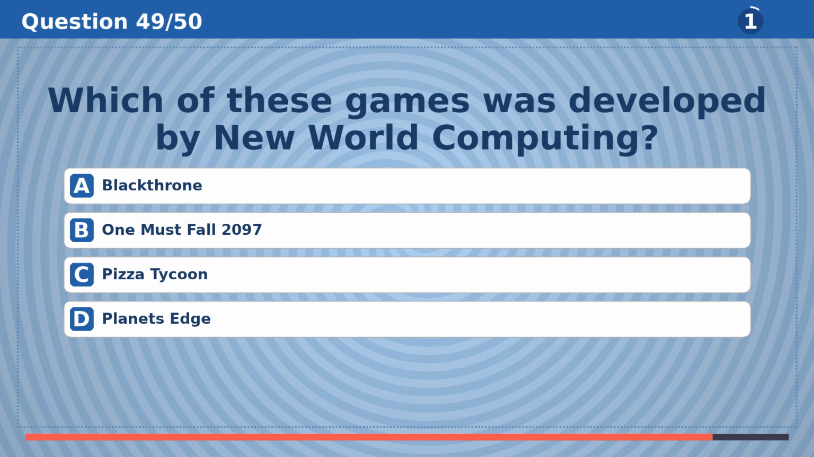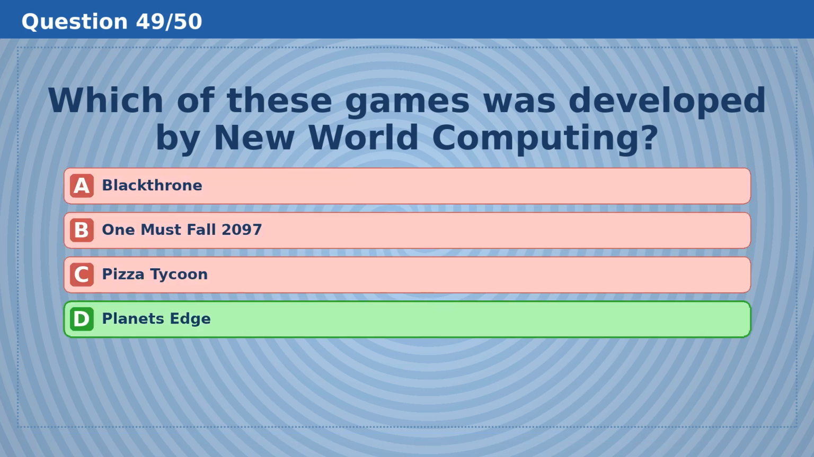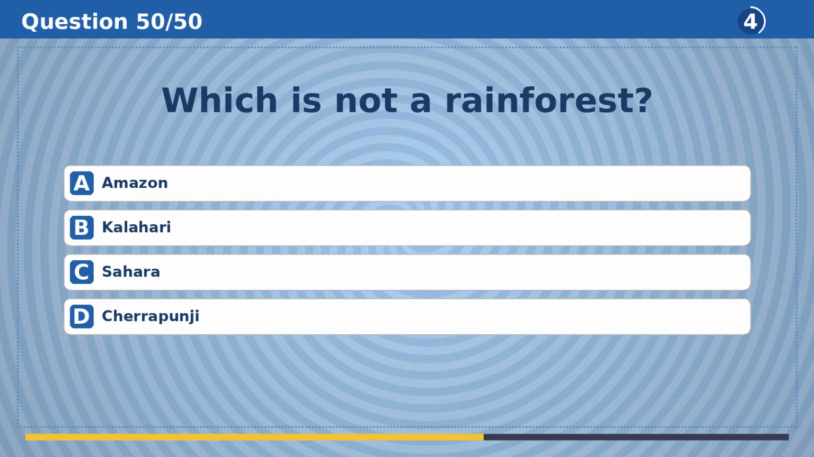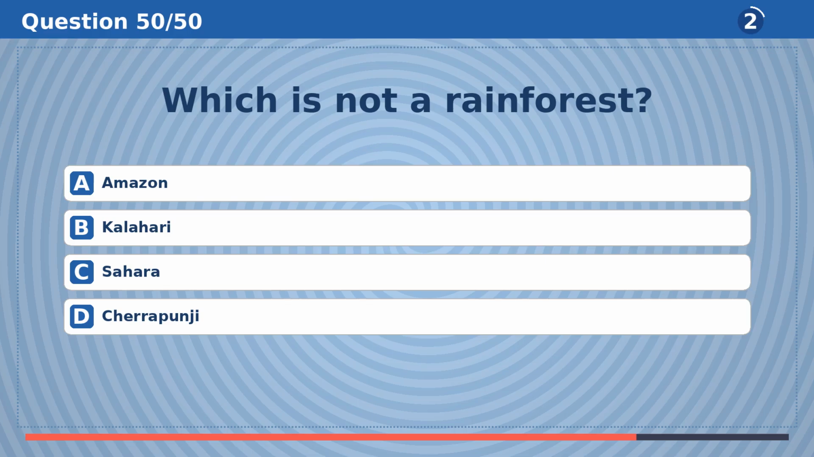Which of these games was developed by New World Computing? The answer is D. Planet's Edge. Which is not a rainforest?